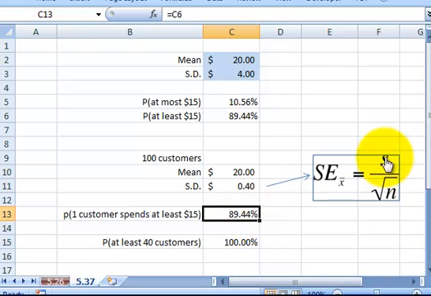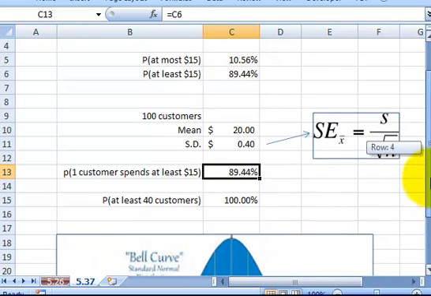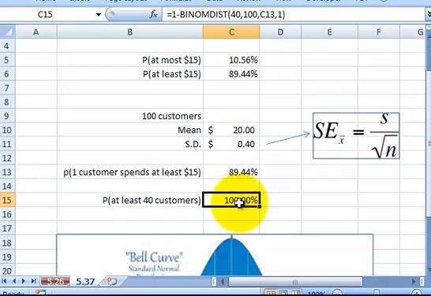So the last part of the question says, well, okay, what is the probability that at least 40 will spend at least $15? So now we're talking about a binomial distribution in this last one. I want to know at least 40, so 40 or more. So again, I'm going to do 1 minus the binomial distribution. I know the number I want is 40. I know what my number of trials are, 100. And I know the probability of success is 89%, because we just calculated that in the first part. The probability that they spend at least $15 is 89%.